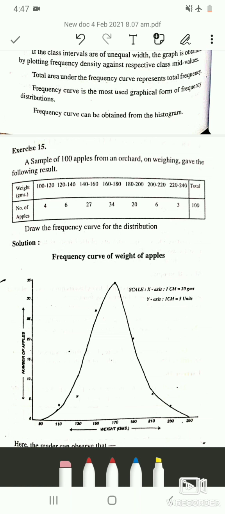So we have seen how we get the frequency curve from a histogram. First we drew rectangular boxes, that is the histogram. Then for those rectangular boxes we took the mid values and joined them with a smooth curve. Here these are of equal width, so take the midpoints. The first value is 110, the number of apples is 4, which is somewhere here. Similarly make a dot for all the values and join them with a curve. So this is about the frequency curve.